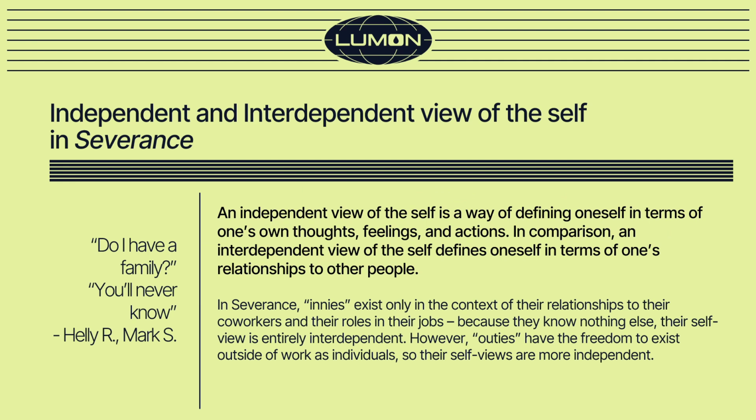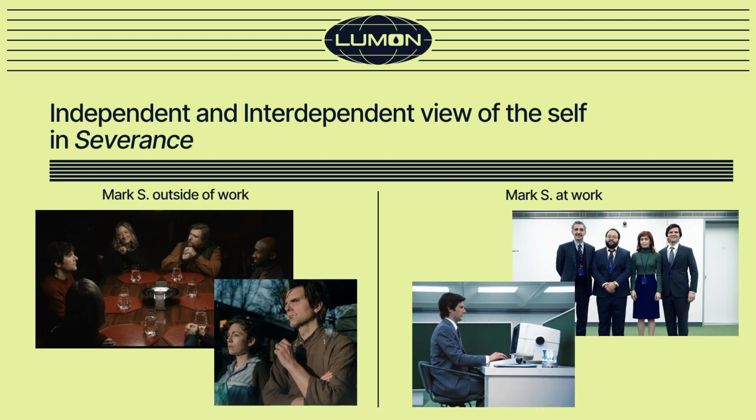How do we see this in Severance? Well, innies only exist in the context of their relationship to their jobs and their coworkers. They're not really able to have their own thoughts or feelings, so their self-views are entirely interdependent. But the outies are allowed to exist freely as individuals outside of the scope of their workplace, so they can develop independent self-views. It's really interesting because innies and outies are really just two versions of the same person, but the environment they exist in shapes so much of their self-concept.